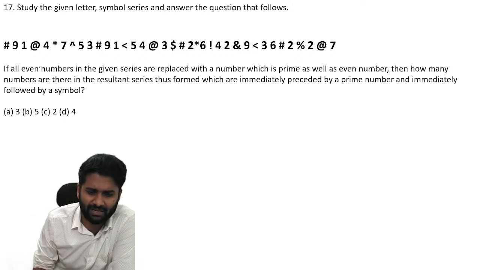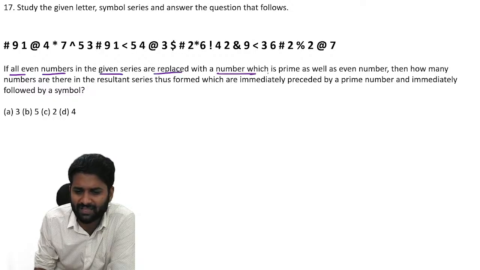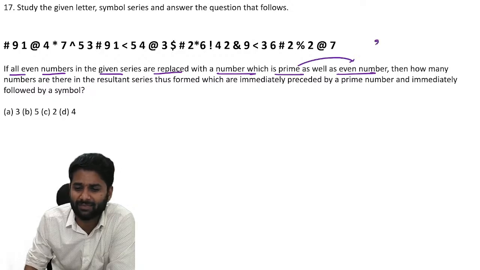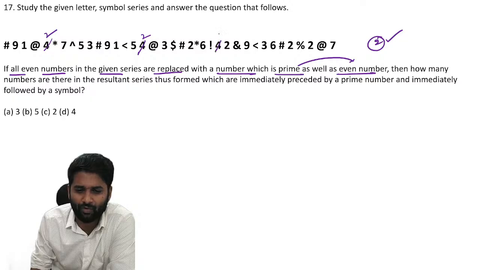Now see again, certain elements are given, including symbols and numbers. If all the even numbers in the given series are replaced with a number which is prime as well as even, you have to change it to 2. Instead of 4, consider 2. So again, whatever the even number, write 2. 2 becomes 2, 4 becomes 2, 2 becomes 2, 6 becomes 2.